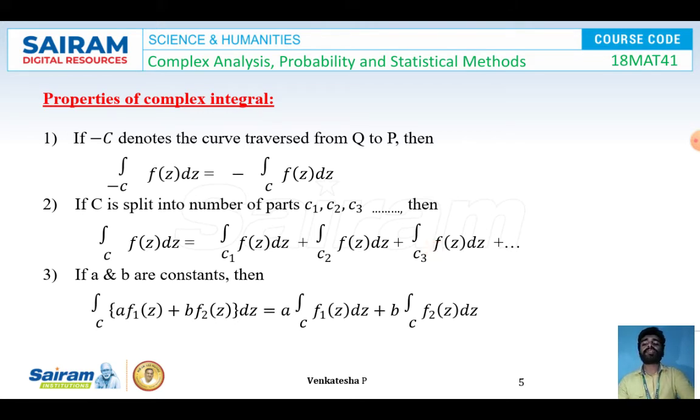The third property is also called the linearity property. If a and b are constants, then the integral over C of a f1 of z plus b f2 of z into dz will be equal to a into the integral over C of f1 of z dz plus b into the integral over C of f2 of z dz.